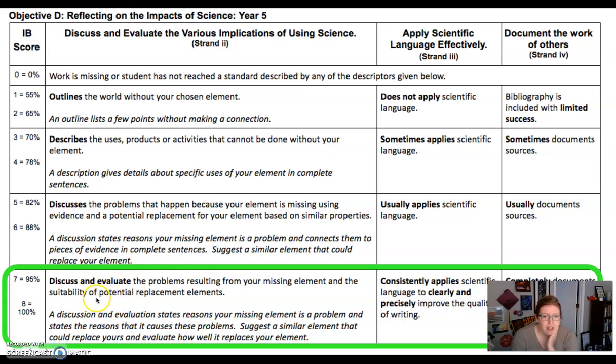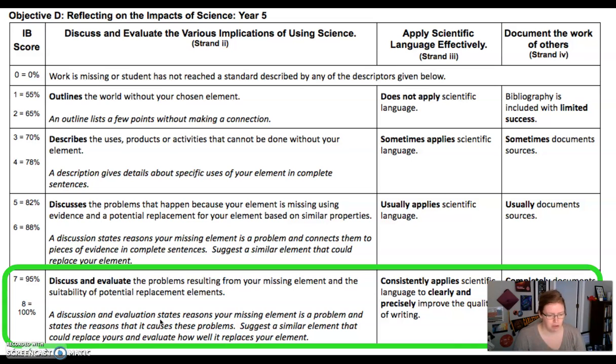So here it says, discuss and evaluate the problems resulting from your missing element and the suitability of potential replacement elements. I've got the little italicized bit, which is a little easier to understand. So it's a discussion and an evaluation. So that means you're talking about what would happen.